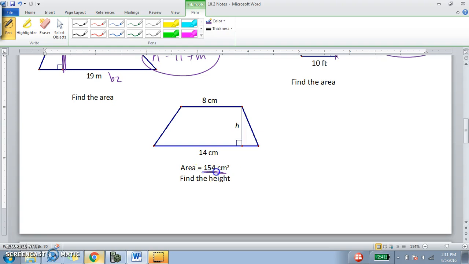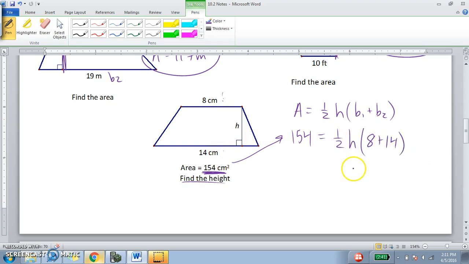This one is a little bit different. It gives us the area now, and it gives us both bases, and it says we want to find the height. So let's write out the formula. Area equals 1/2 times the height times base 1 plus base 2. We're going to fill in all of the pieces that we know, including the area. We know that the area is 154, so I'm going to fill that in right here. So 154 equals 1/2 times, I don't know what the height is, that's what I'm trying to find, so I leave that as h. And then B1 plus B2, so 8 plus 14.